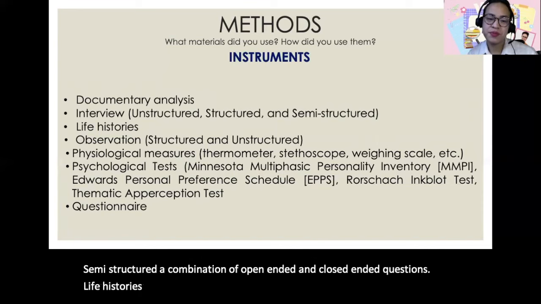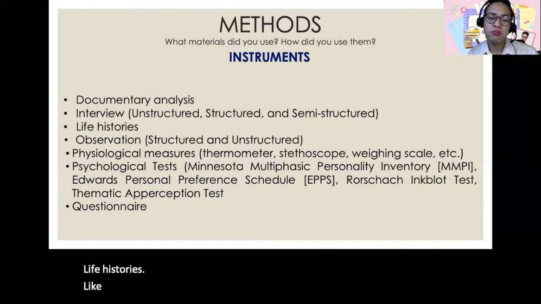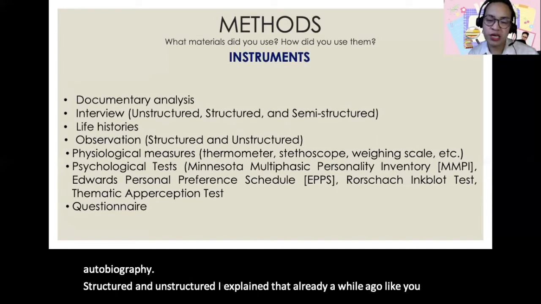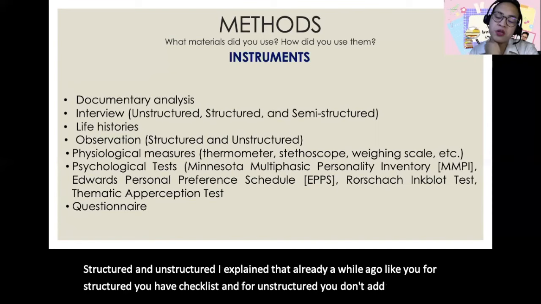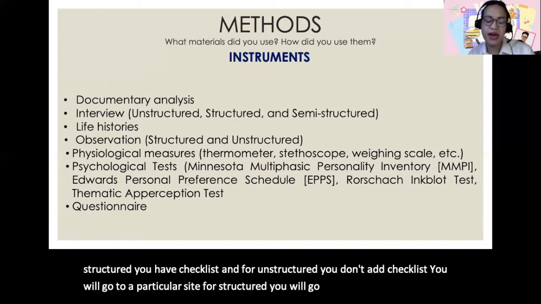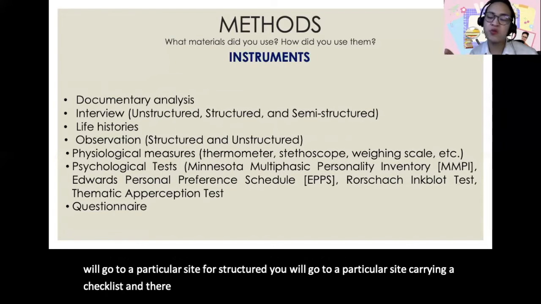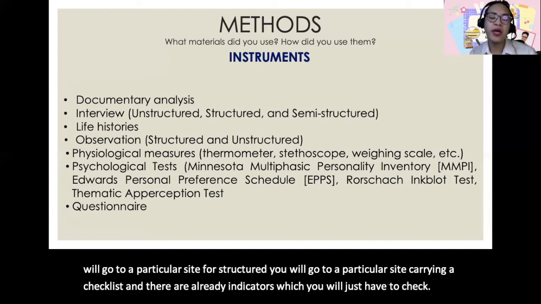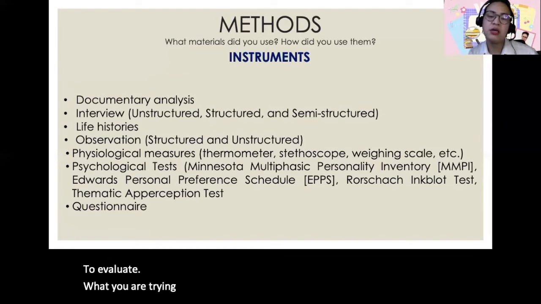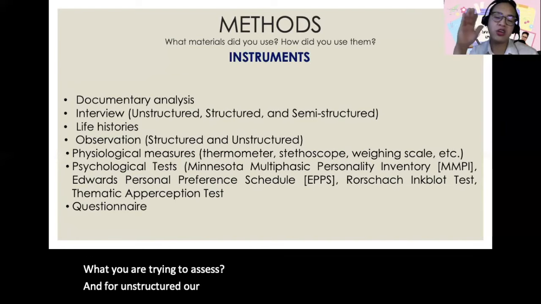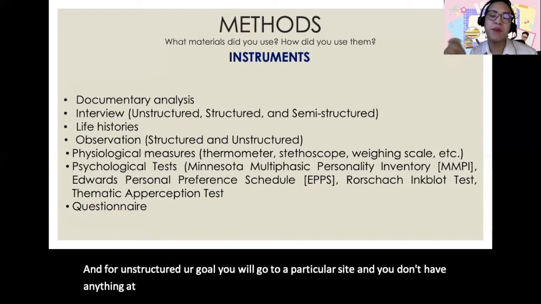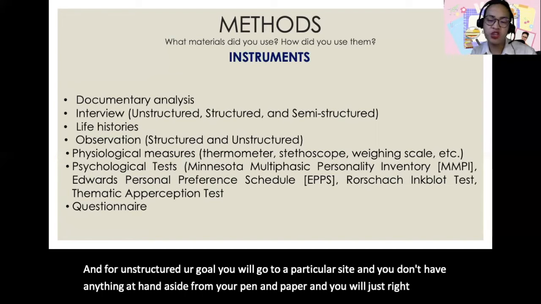Life histories, like autobiography. Observation, structured and unstructured. I explained that already a while ago. Like for structured, you have a checklist, and for unstructured, you don't have a checklist. You will go to a particular site. For structured, you will go to a particular site carrying a checklist, and there are already indicators which you will just have to check to evaluate what you are trying to assess. And for unstructured, you will go to a particular site and you don't have anything at hand aside from your pen and paper, and you will just write there your observations, everything that you notice.